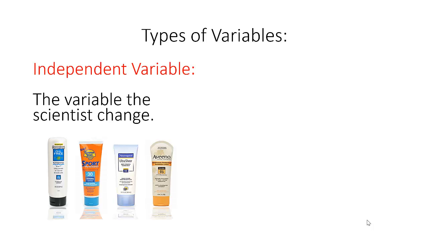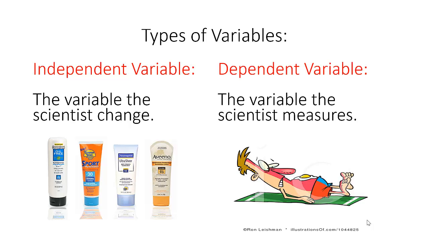Kipsters, there are two types of variables in science class, and these are extremely important when we want to create our hypotheses. The first is the independent variable, the variable that the scientist changes. Using our example from the previous lesson, Mr. Schmidt changes the amount of sunscreen he uses from day to day. The dependent variable is the variable the scientist measures. Mr. Schmidt measures how sunburned he gets from the first Saturday to the second Saturday.